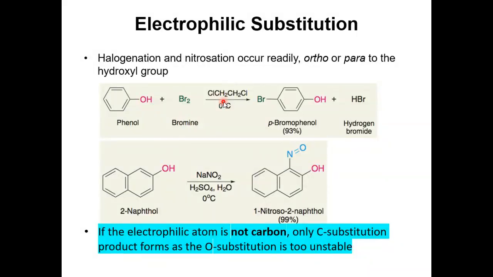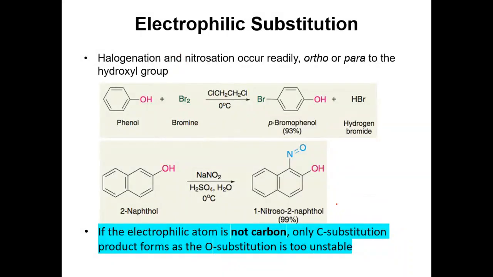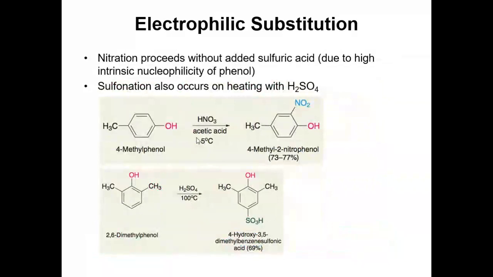Anyway, similarly, here is a phenol using the mixture of sodium nitrite and sulfuric acid. This combination provides you a nitrogen-based electrophile. It is not NO2 plus, it is actually NO plus. But anyway, this electrophile is also not carbon-based, so you only get a C substitution product.